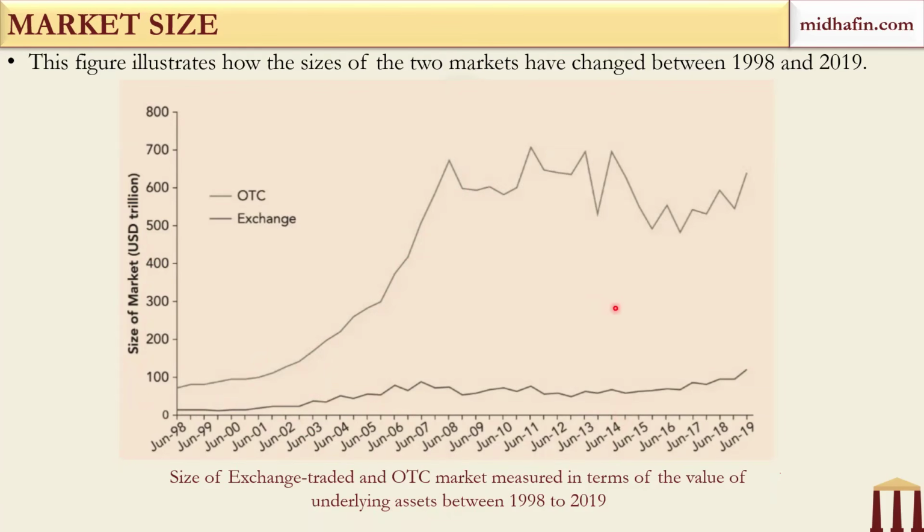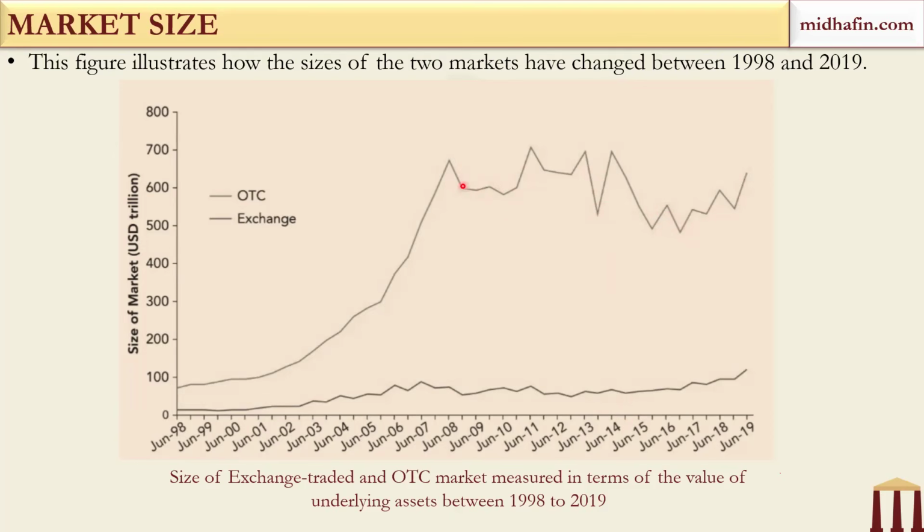But you can see that there was a dip. There was a dip over here also and over here also in the OTC markets. And in fact, there was a downtrend. If you see, starting from June 2007, 2008, you can see there was a downtrend up till probably 2017, 18. And again, the OTC markets have started to pick up.